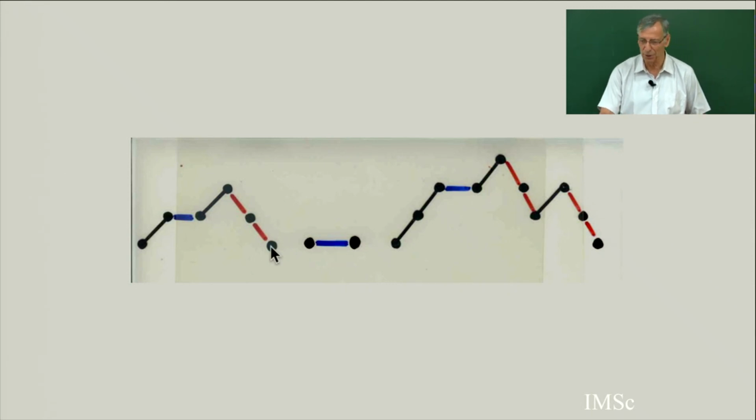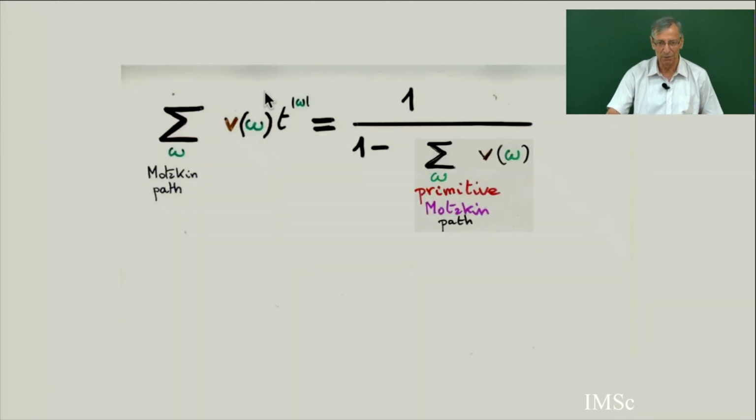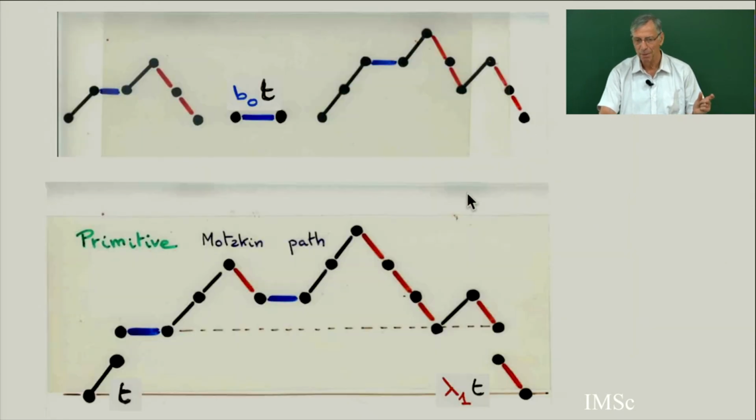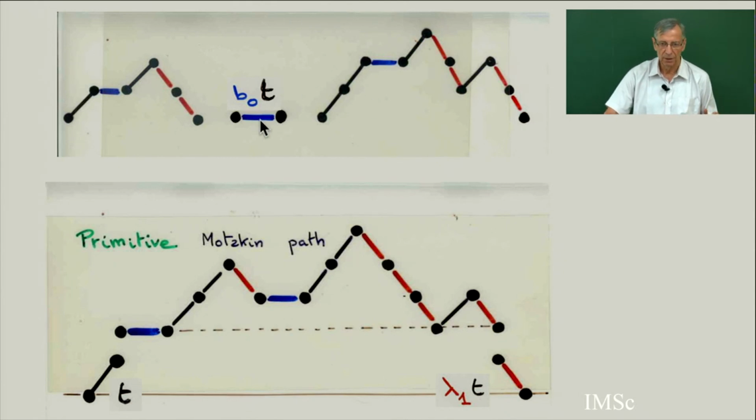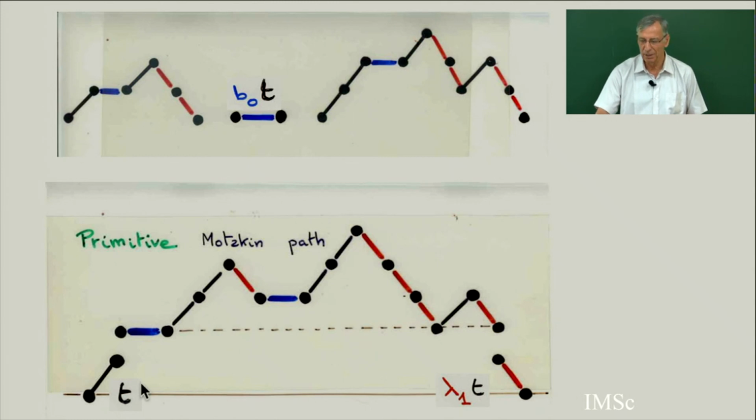When you know the generating function of some block, the product of these will be 1 over 1 minus the generating function of the block. So the generating function for this weighted Motzkin path will be 1 over 1 minus the generating function of primitive Motzkin paths. Primitive Motzkin paths are exactly this path here. So the weight here will be b0 t of this one, and then, when you have a primitive Motzkin path, you can decompose it: you take off the first step and the last step. So this is weighted lambda 1 t, this is weighted t.